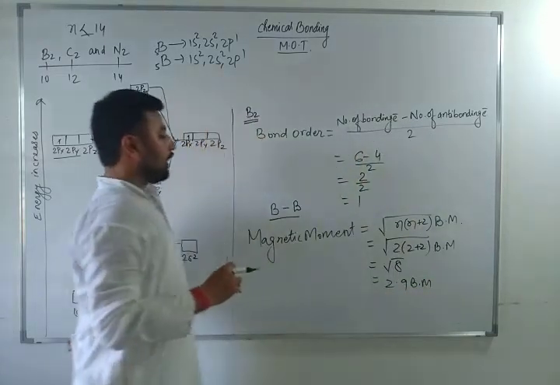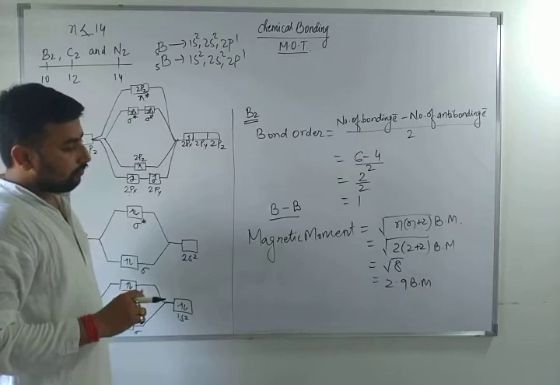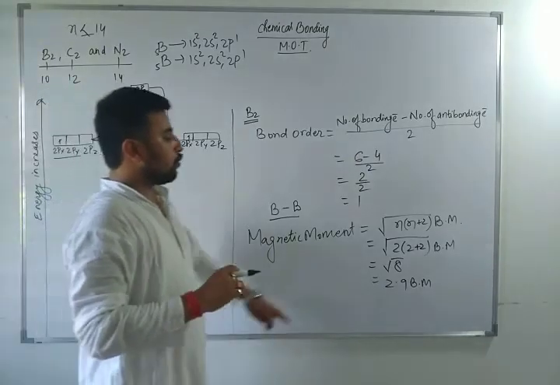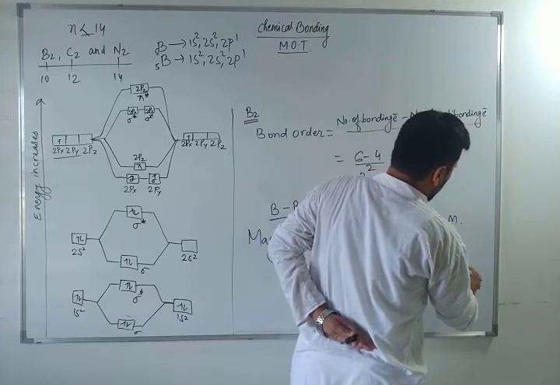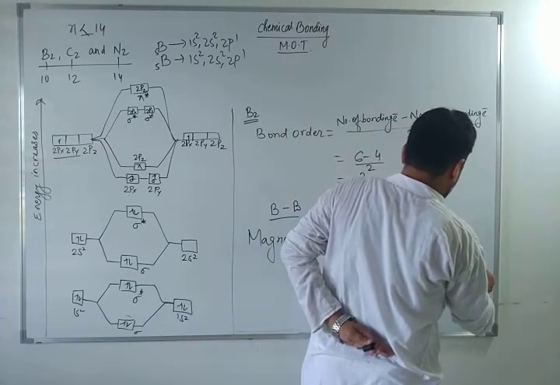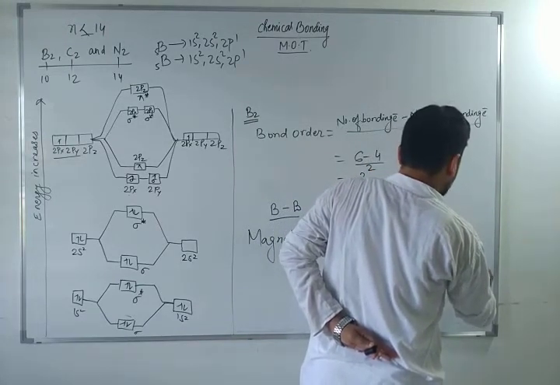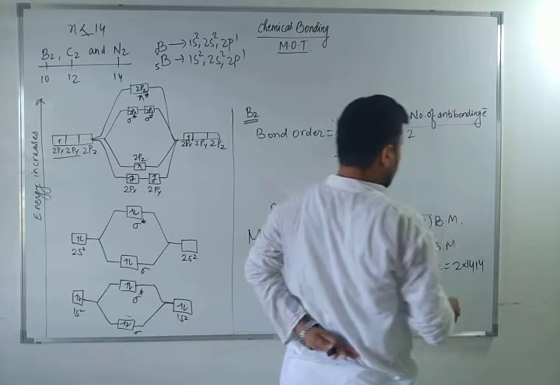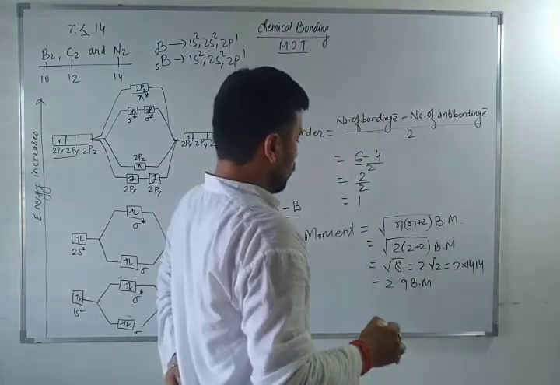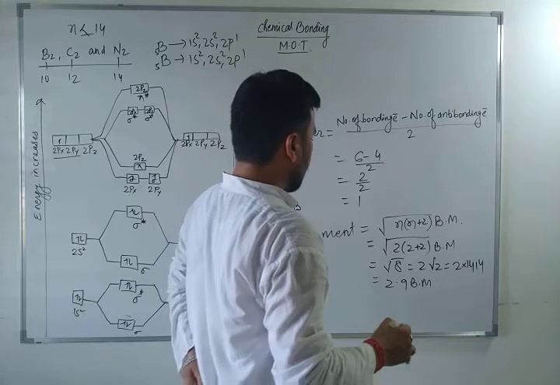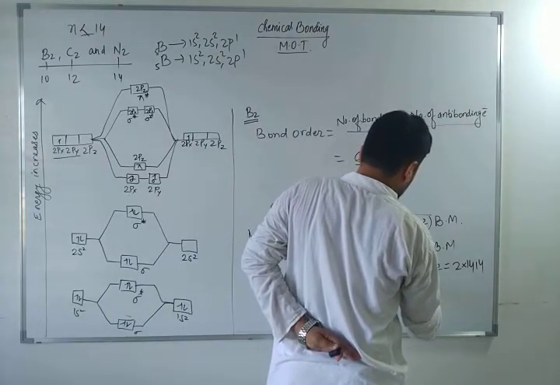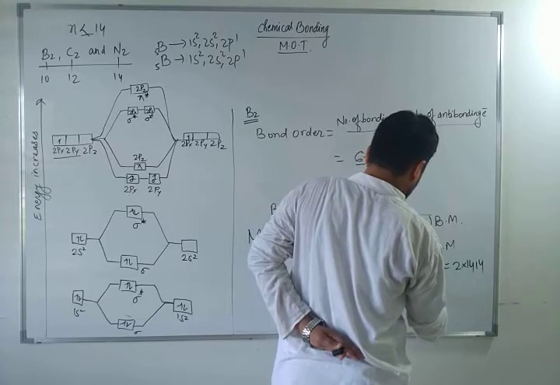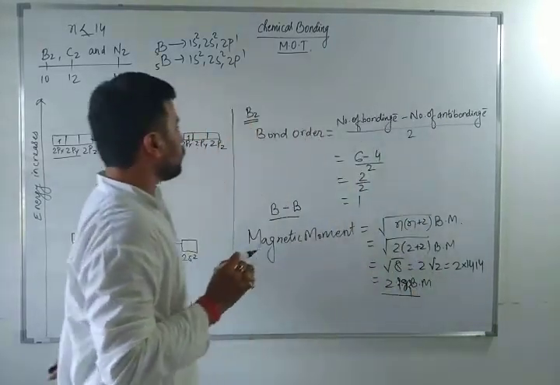Okay, so here you can see, if you want to, under root 8 means what? 2 root 2, and 2 root 2 means what? 2 into 1.414, so 2.828. This is the real value, 2.828 BM.